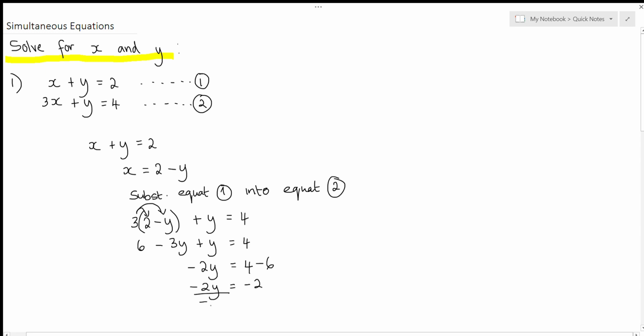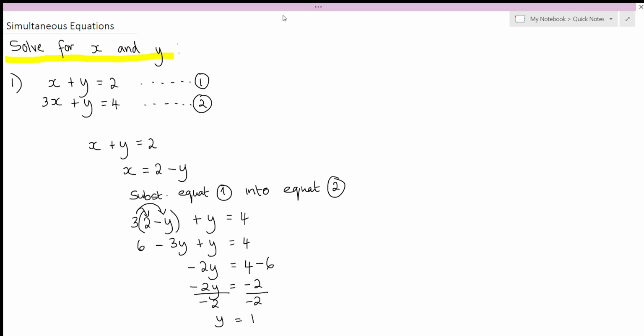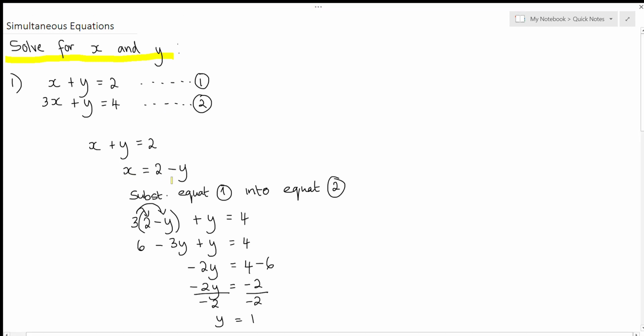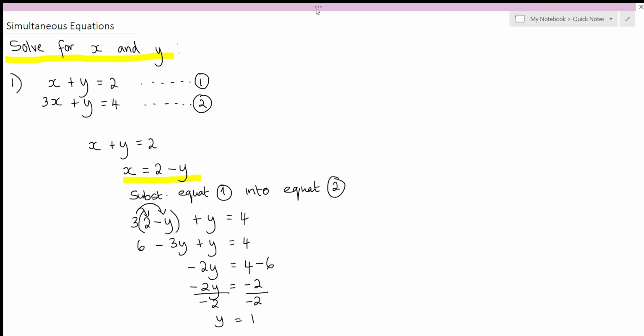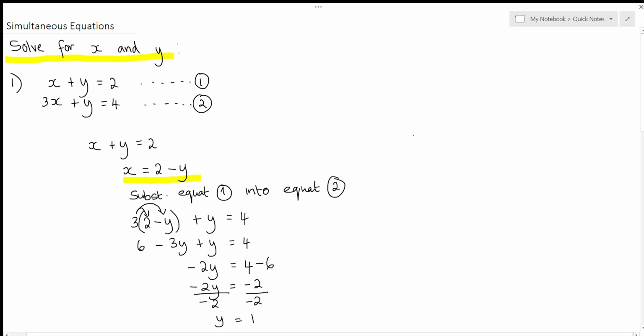And I'm going to divide both sides by negative 2. So y is equal to positive 1, because a negative 2 divided by negative 2 will give me positive 1. I have solved for y and now need to solve for x. We go back, we look at x equal to 2 minus y, and we sub in y to find x. So x is equal to 2 minus, and the y value is 1. So we're going to have x equal to 1.